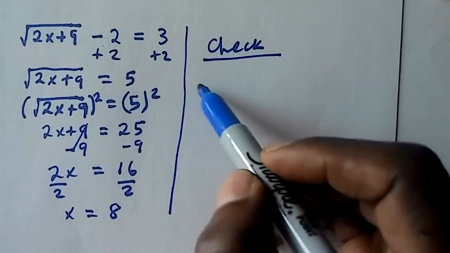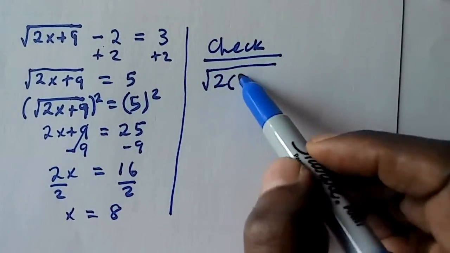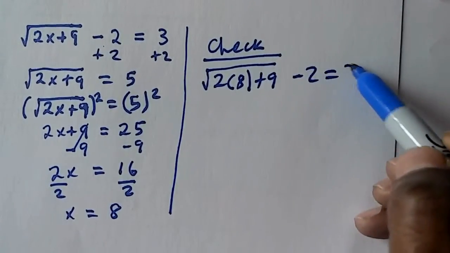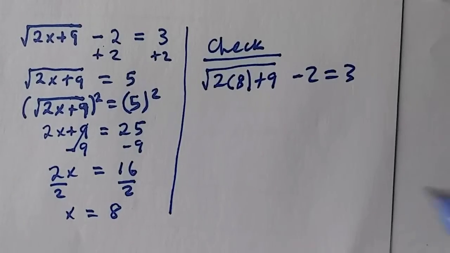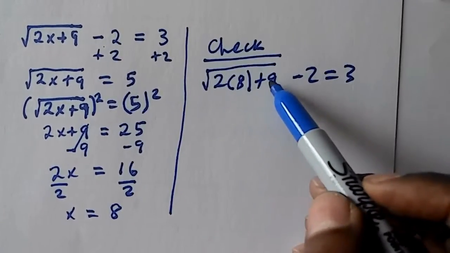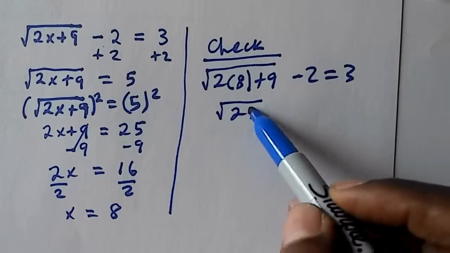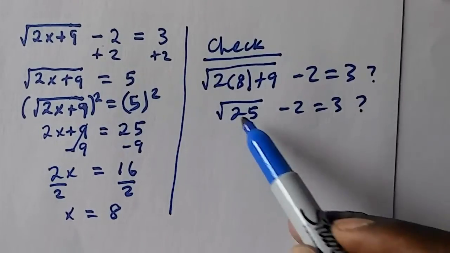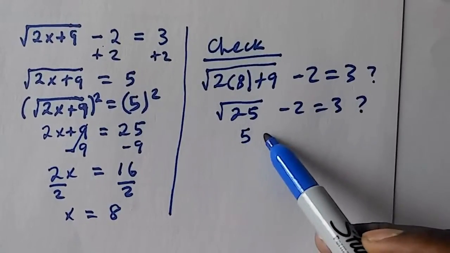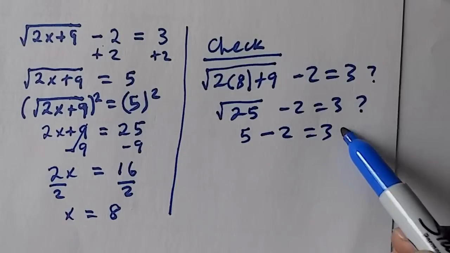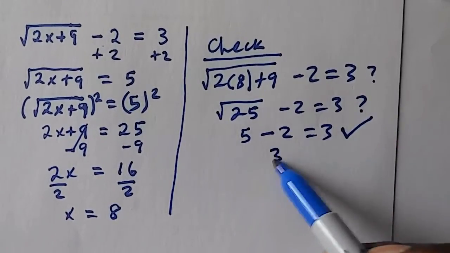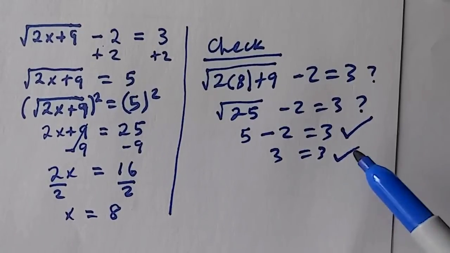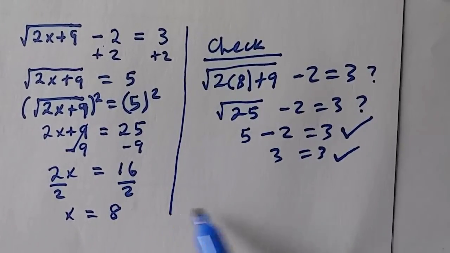We must always check. So we substitute: the square root of 2 times 8 plus 9, minus 2, equals 3. We're going to see if that is true or not. 2 times 8 is 16, and 16 plus 9 is 25. So the square root of 25 minus 2, is that equal to 3? Let's see. The square root of 25 is 5, and 5 minus 2 equals 3, which is true. The left side is equal to the right side, so there is no extraneous solution. The only solution is x equals 8.